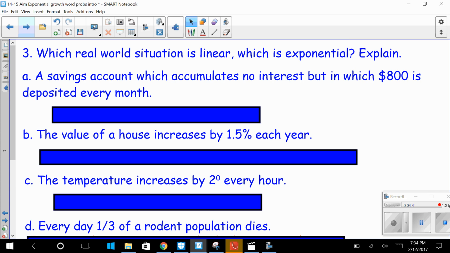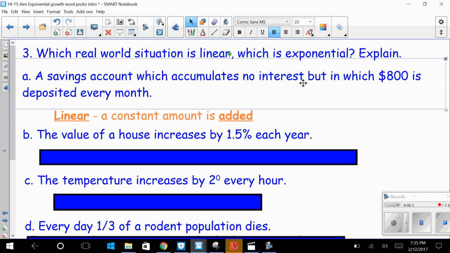And let's look at a couple of situations here. So you have number 3, which real world situation is linear, which is exponential? You need to be able to tell the difference so you know which formula to use. A savings account which accumulates no interest, but in which $800 is deposited every month. So the first month you have 800, then you add another 800 the next month, and then another 800 the next month, and you keep adding. Okay. So remember, if you're adding, what you're dealing with is a linear equation.